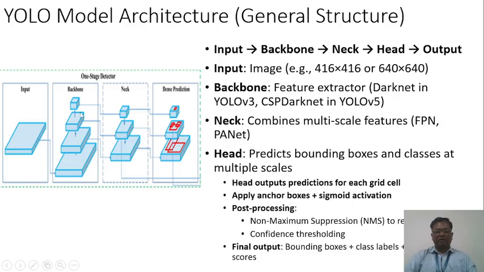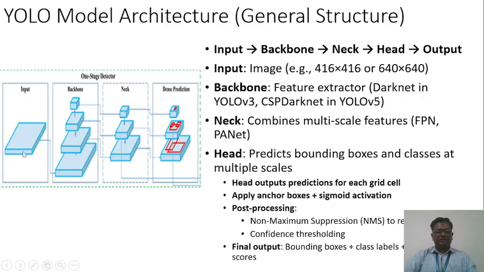The backbone model is the one that identifies the features. If any image is given, what features are there? Here in YOLO 5 we are using this CSP Darknet model. Different versions of YOLO use different architectures; here we are using Darknet. Then this neck model combines all the features. Then the head model is predicting. Let me explain all the models one by one.